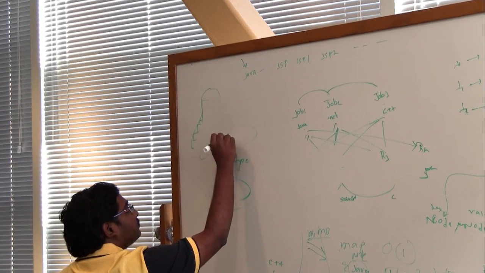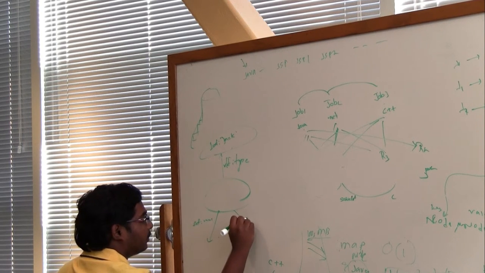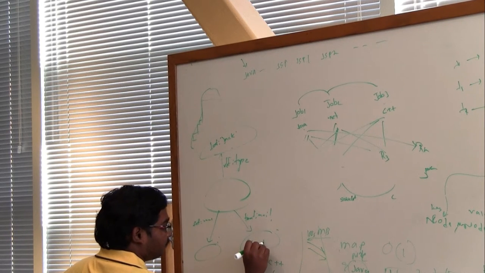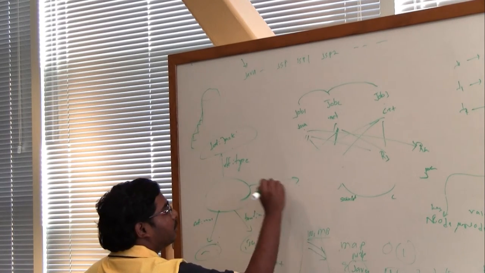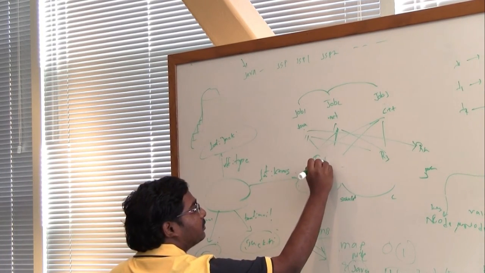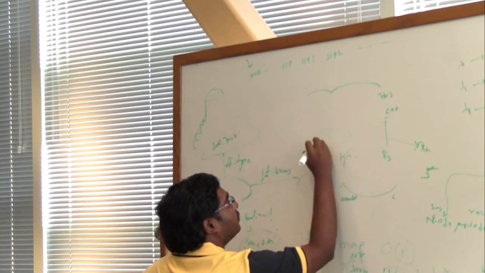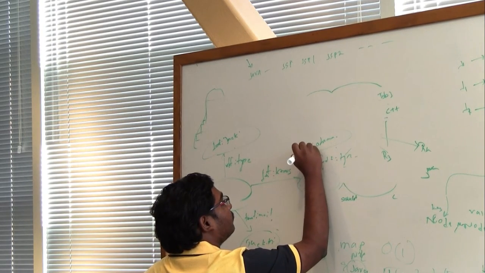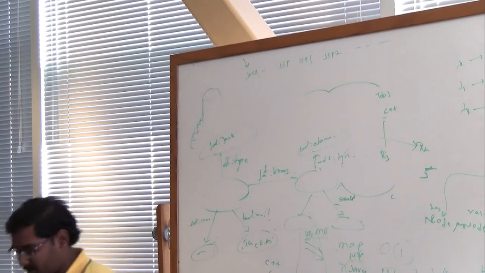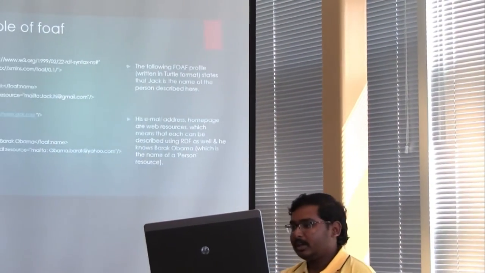RDF type, FOF Jack, and his FOF name, his mailto address. Here is his email address, jack.hi, and here is his name, and he knows Barack Obama, who is also RDF. Barack Obama has also his mail address, and his email ID, his home page.